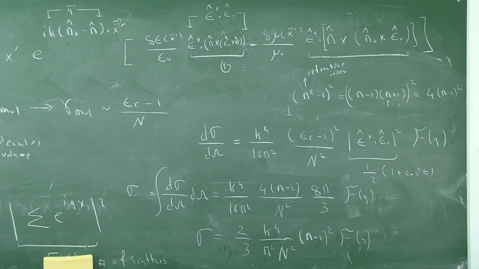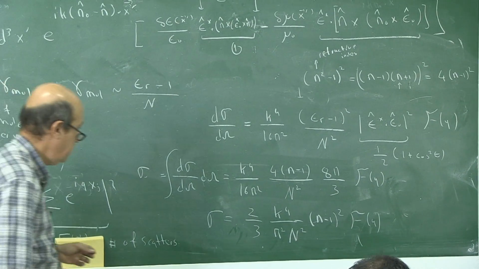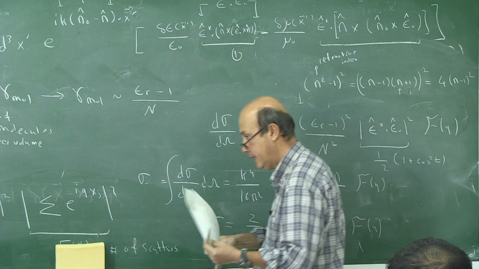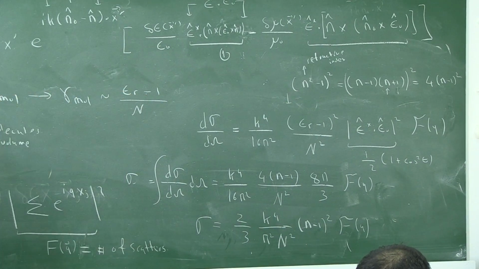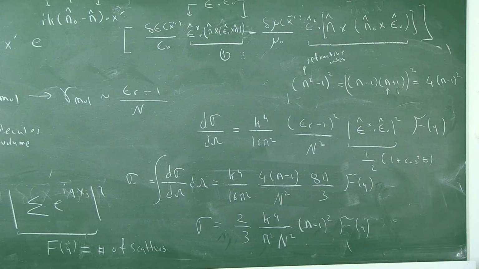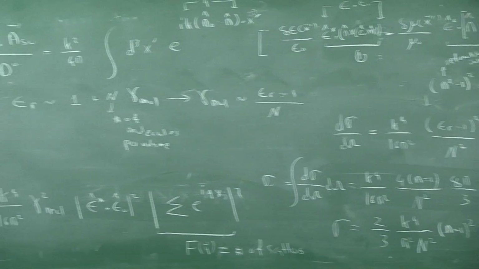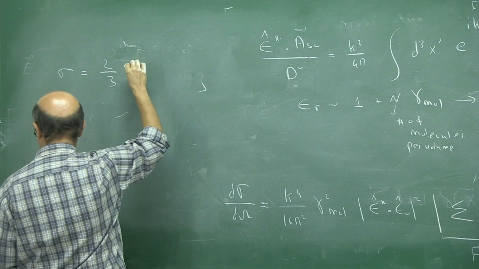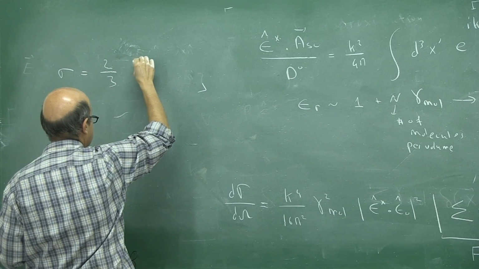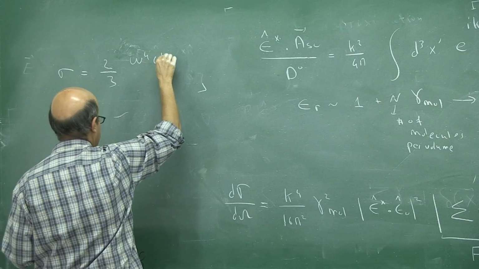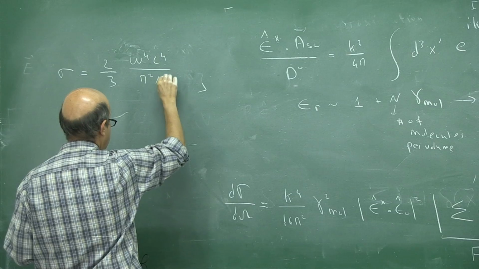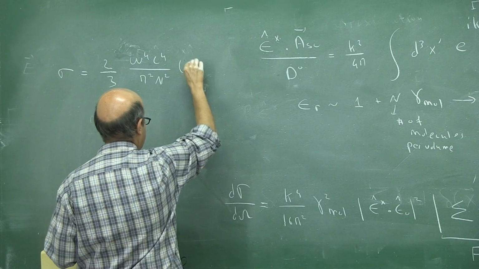So this is the scattering cross section for Rayleigh scattering, and here we are seeing that again the scattering is increased at high frequencies. So for Rayleigh scattering, 2 over 3 k to the 4 is what? Omega to the 4 c to the 4 over pi square n square n minus 1 square.